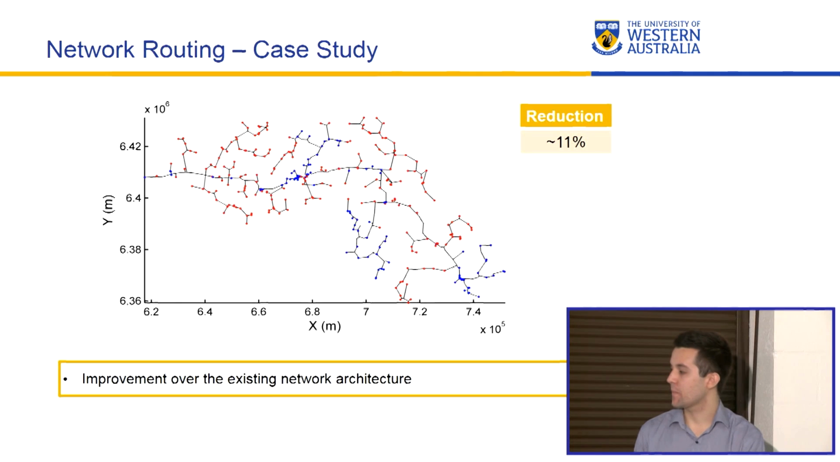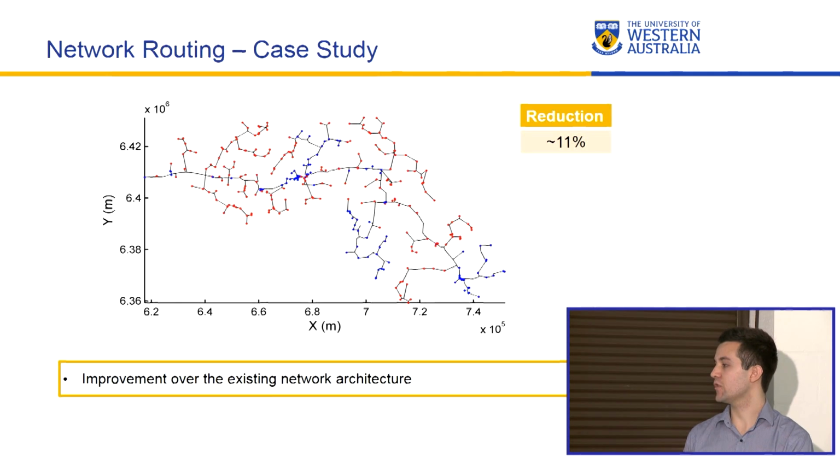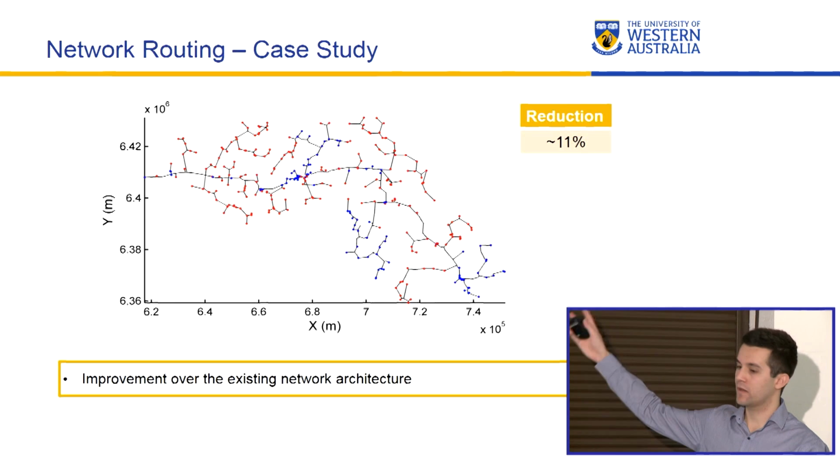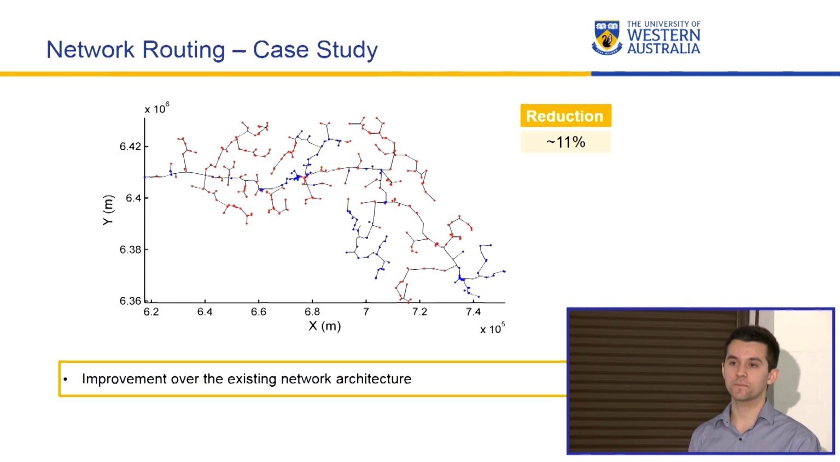When we apply the algorithm, the GA, to this network, we find that the cost reduction is around 11%, which is quite substantial considering the network itself is very costly. So if you're saving 11% of a very high number, that's still a substantial reduction. And it also shows that we can actually improve over the existing network architecture, which is expected because the original network could not possibly take into account all future node locations.